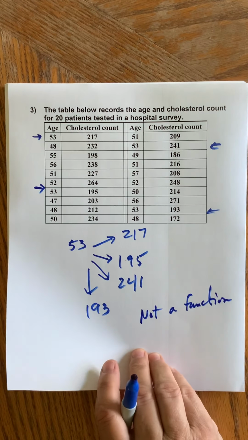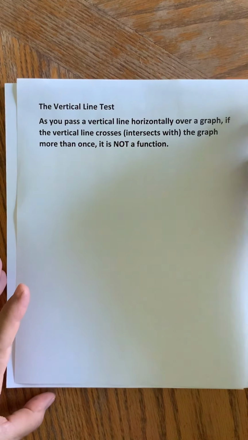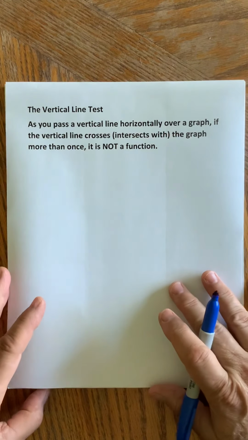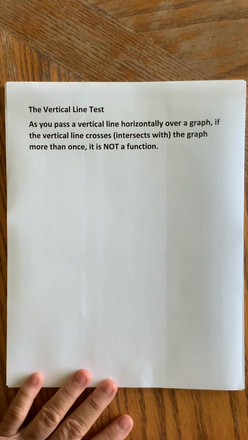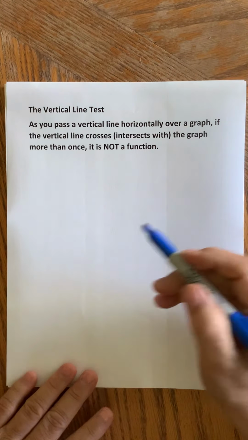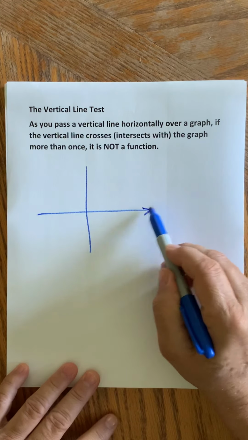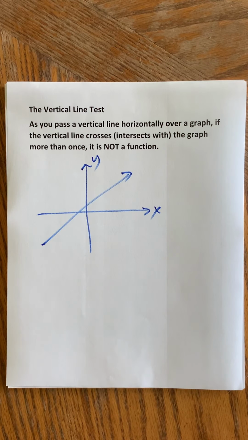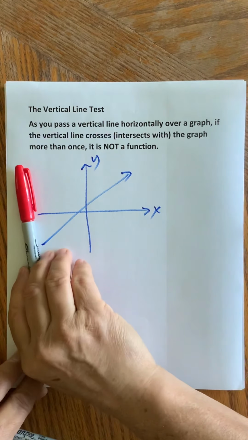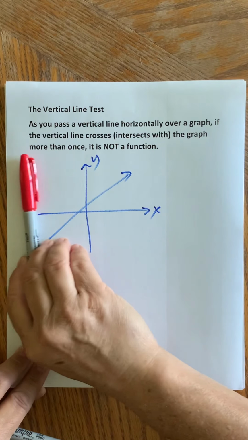Okay. All right. And then let's talk about the graph form, as opposed to the table format. You've probably heard of the vertical line test. You pass a vertical line horizontally over a graph. If the vertical line crosses or intersects the graph more than once, it is not a function. So if it only intersects once, it's a function. So the classic is, you have an XY axis, a line, and you look at it, and you're going this way, just horizontally.